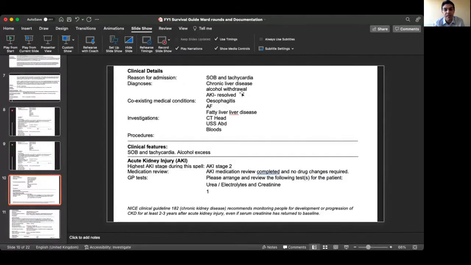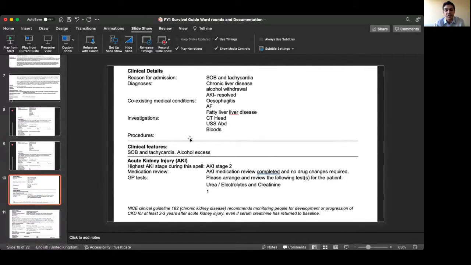In terms of the diagnosis, the diagnosis that was reached whilst in hospital was chronic liver disease, alcohol withdrawal, AKI. So they don't go on to explain what an AKI is. Your GP again will know what an AKI stands for, but your patient doesn't really know what an AKI means. They go on to list coexisting medical conditions, so their past medical history. This patient has esophagitis, AF, fatty liver disease. Liver has been written twice, so fatty liver disease.